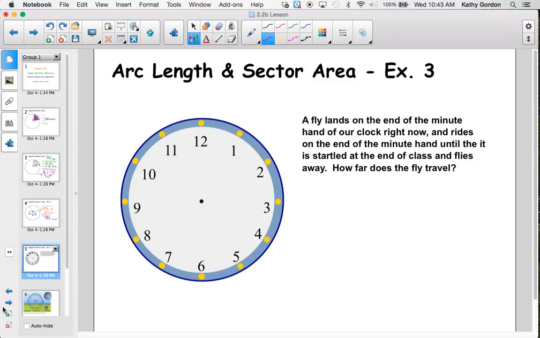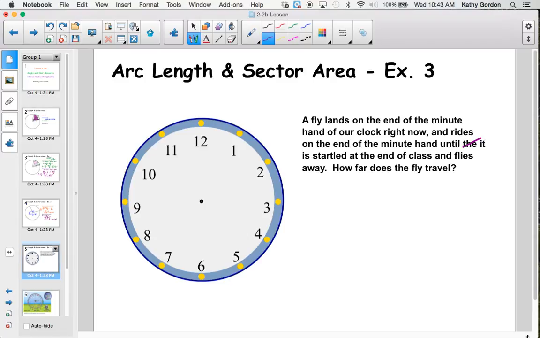A fly lands on the end of the minute hand of our clock right now and rides on the end of the minute hand until it is startled at the end of class. I think I meant to put the bell rings, but okay. So the bell rings, it's startled at the end of class, and it flies away. And the question is, how far does he sit there and ride?